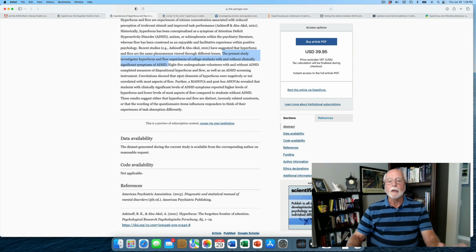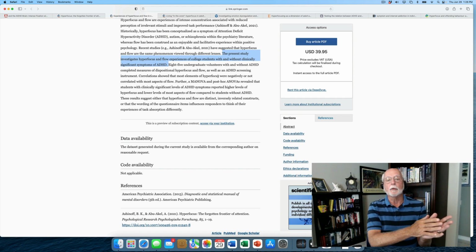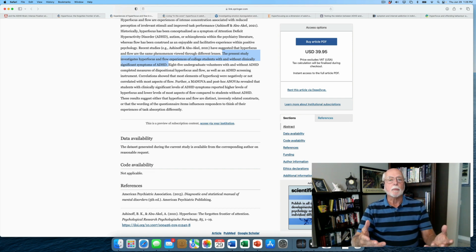Yes, there were significant correlations between most elements of hyperfocus as measured by their rating scales and flow, but the relationship was negative. Fascinating. Despite the fact that that earlier review hypothesized that these two might be related, if not synonymous, in this study they found that the higher your level of ADHD symptoms, the higher the amount of hyperfocusing, the lower the amount individuals reported experiencing flow.